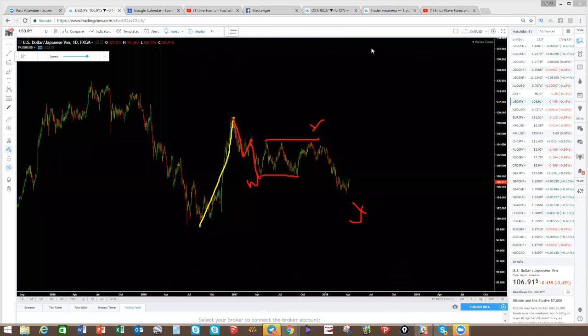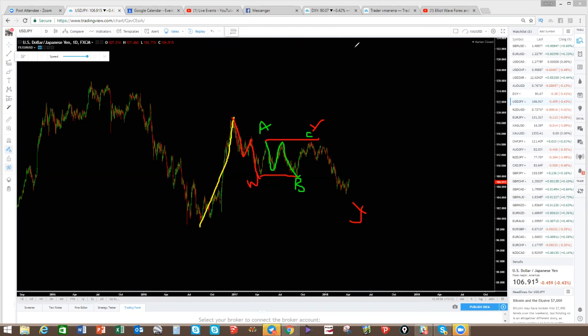This one here looks like an ABC. This is an A. This is a B. This is a C there. What does this C look like? What is the B? The B is this move. As you can see, this is how we forecasted this. We forecasted this 104 while we were still here. When the pair was still here, we were looking for this to come down to around the 104 area. Okay, so now it is making this move.